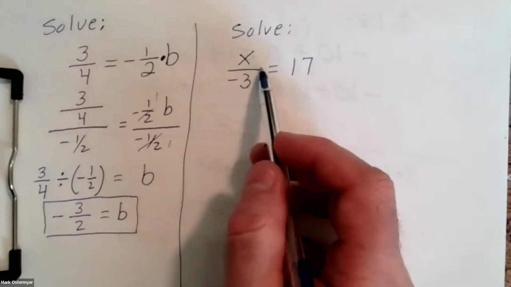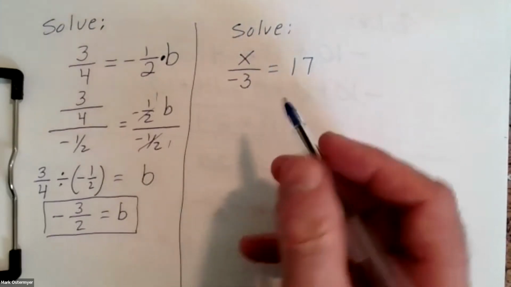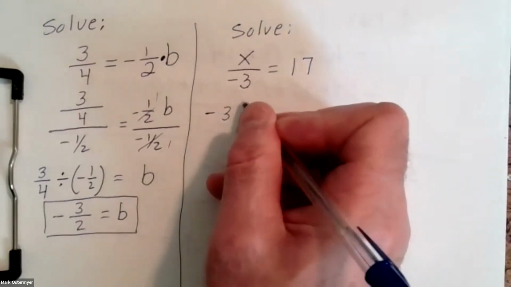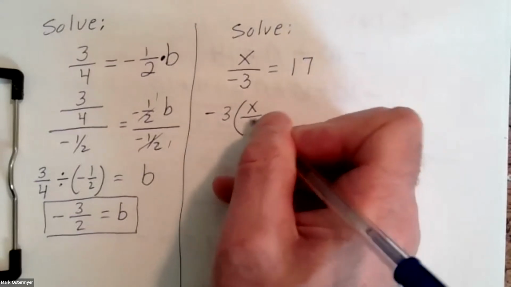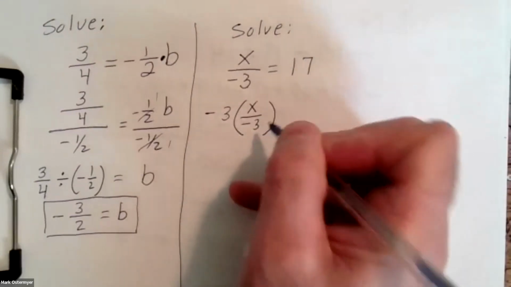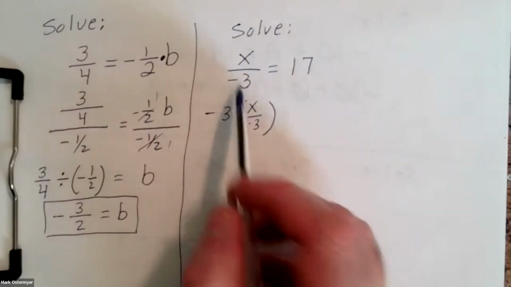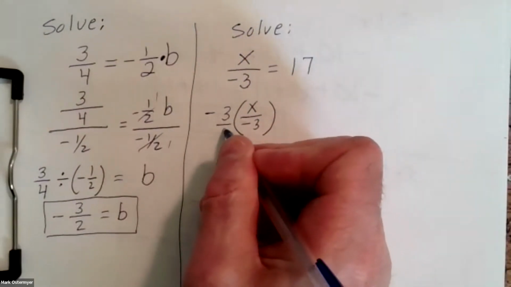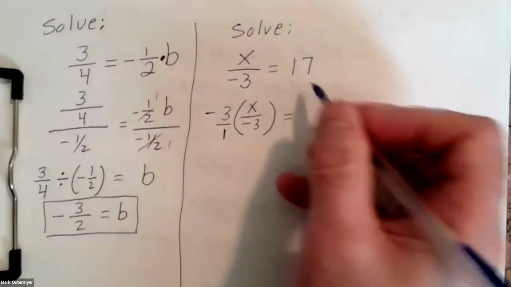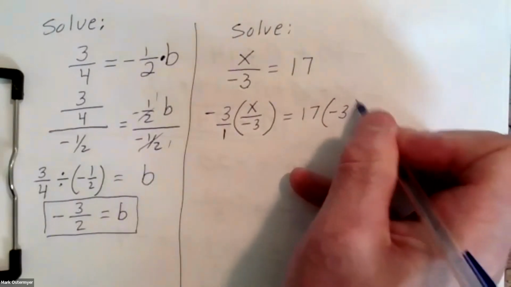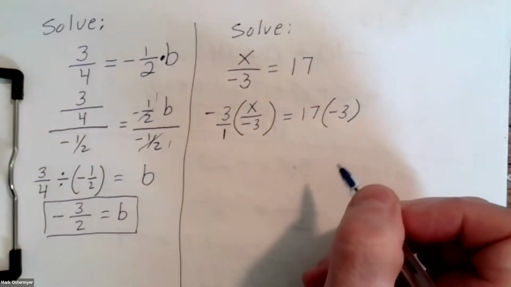Well, what's the inverse of division? That would be multiplication. So in order to get x all by itself on the left side of my equation, I'm going to have to multiply the left side of my equation by -3. This -3 is understood to be over 1. Well, I have to multiply the right side of my equation by the same number, by -3, to maintain equivalence.